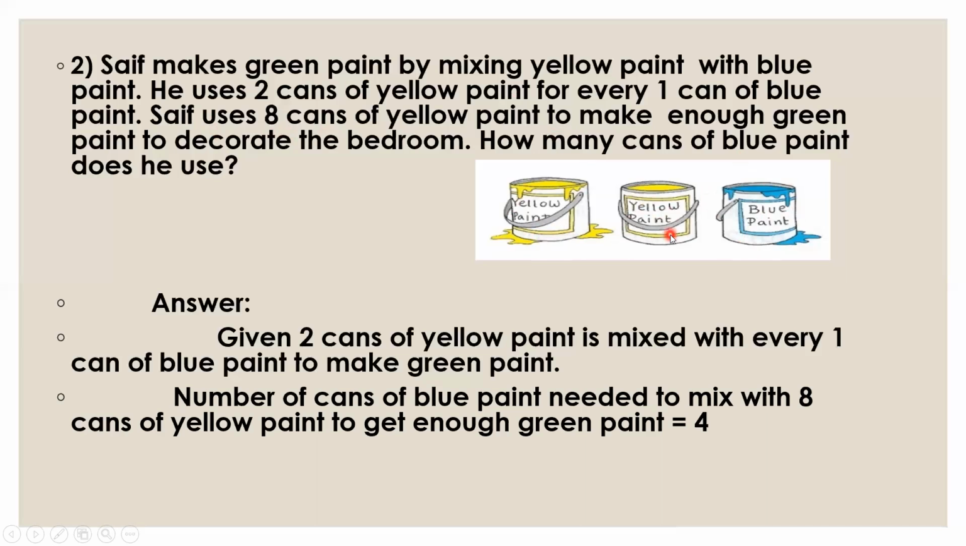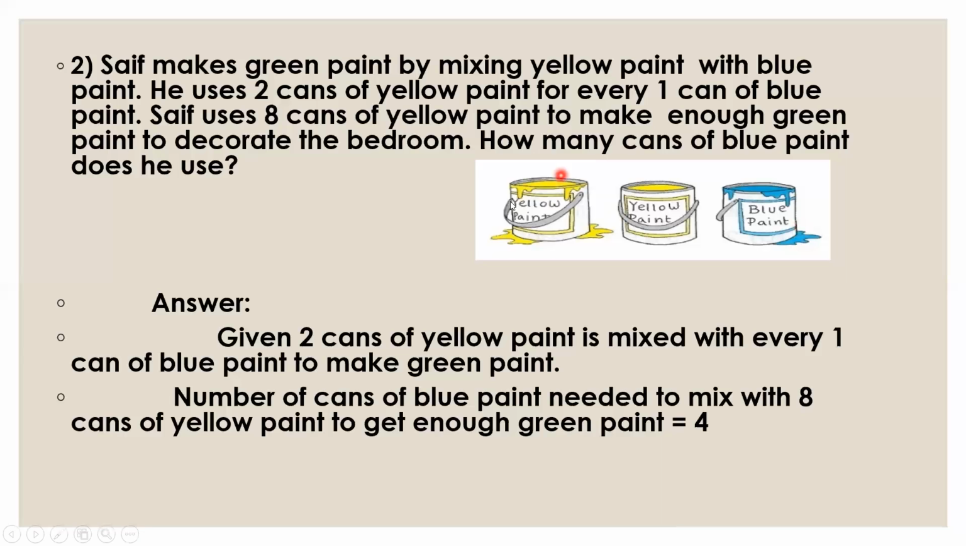If it is 6 yellow paints, then it is 3 blue paint. If it is 8 yellow paint, it is 4 blue paint. Or else you can easily find the relation from here. See, this is the way we mix the paint yellow and blue to get a green paint. See here, you can see 2 yellow and 1 blue. 2 and 1. Is there any relation between this 2 and 1? Yes. Half of 2 is 1, or double of 1 is 2.